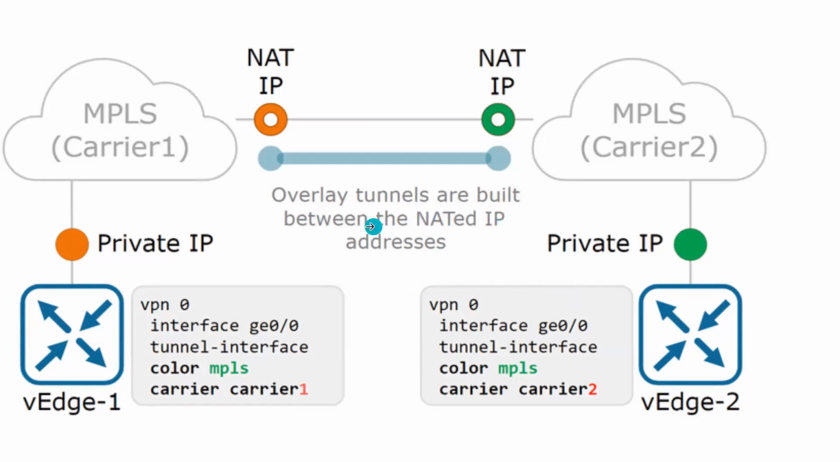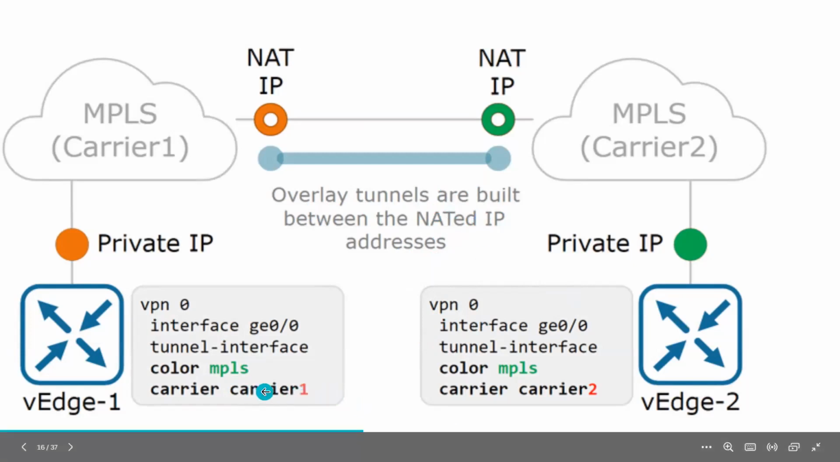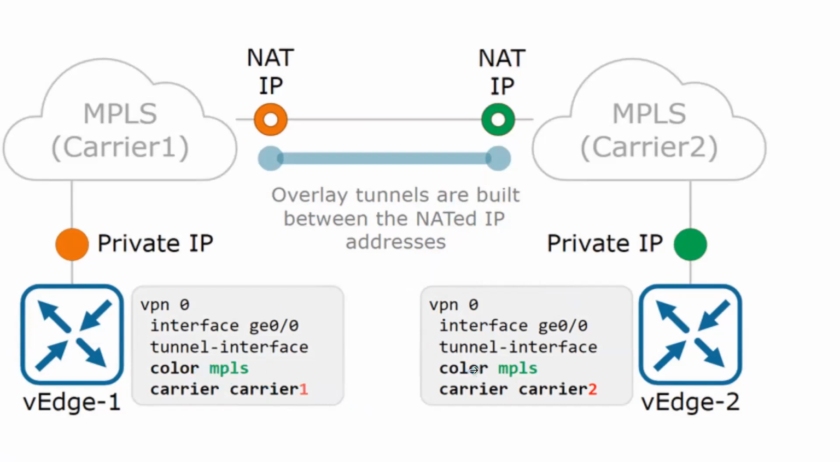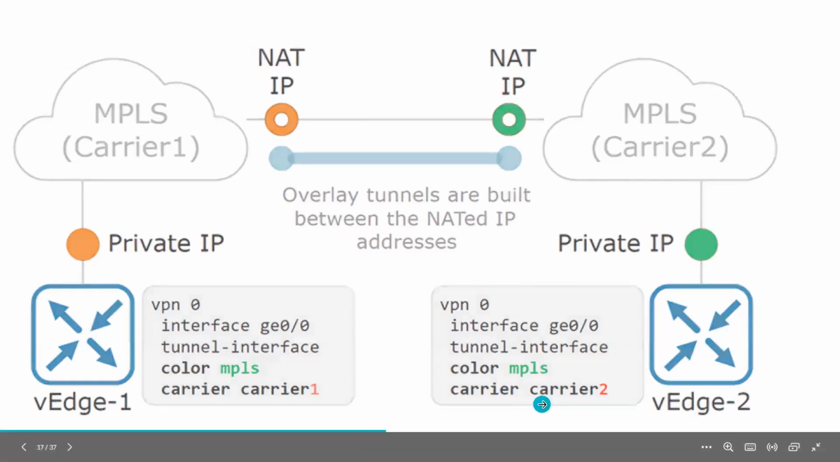Overlay tunnels are built between the NATed IP addresses, right? So by default, what was the behavior? The behavior is, if these colors are both MPLS, the default behavior will take over, and there is no way they can form a tunnel using the NATed IP. They will form the tunnel using the private IP address. But you wanted to change the behavior, so the carrier feature comes into play.